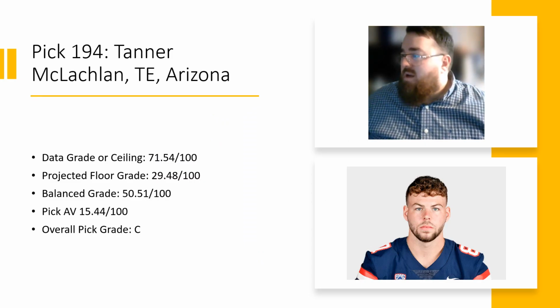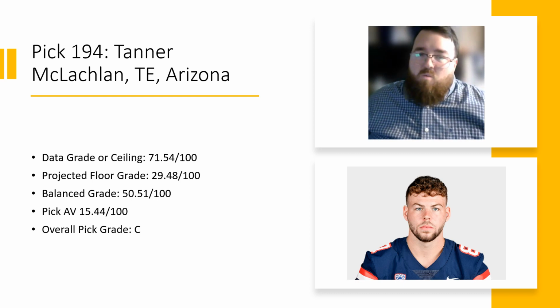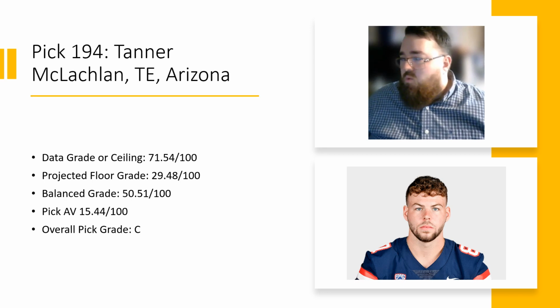Next up, we have pick 194 in Tanner McLaughlin, tight end out of Arizona. His data grade or ceiling would be 71.54 out of 100. His floor grade would be 29.48 out of 100, with a balanced grade of 50.51 out of 100. The overall AV for him would be 15.44 out of 100, which is typically what you would expect to get out of a prospect like this.